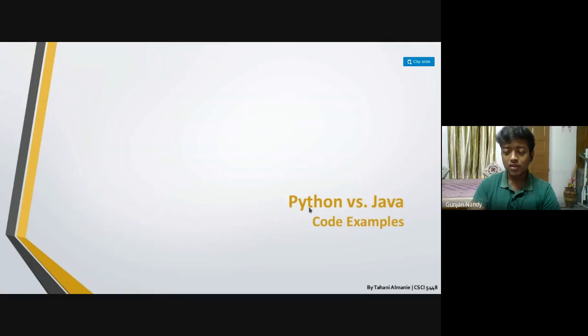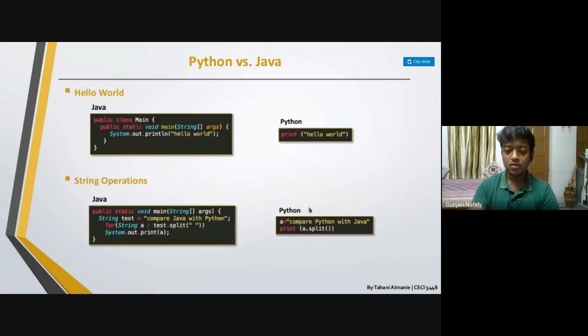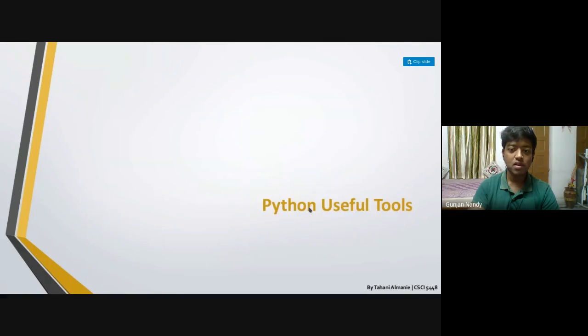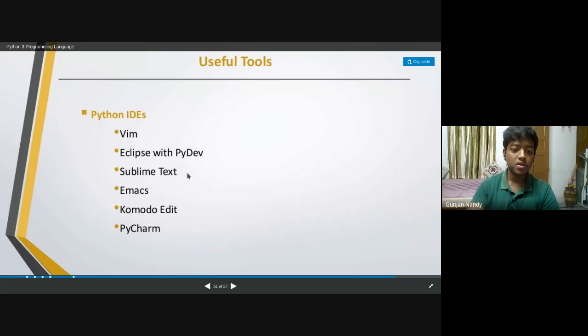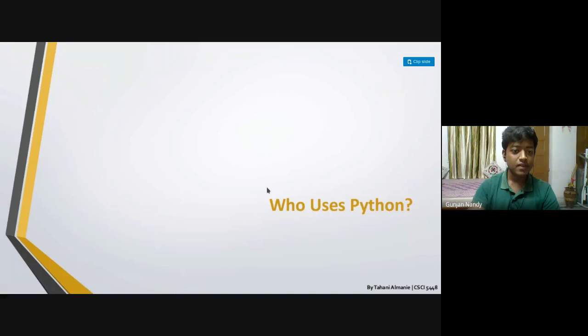Okay, so I think we are at the end of Python. We have some codes for Python versus Java here, which is not necessary. Some useful tools where you will be writing codes. We don't need that because we have the cAInvas platform. These are the frameworks.